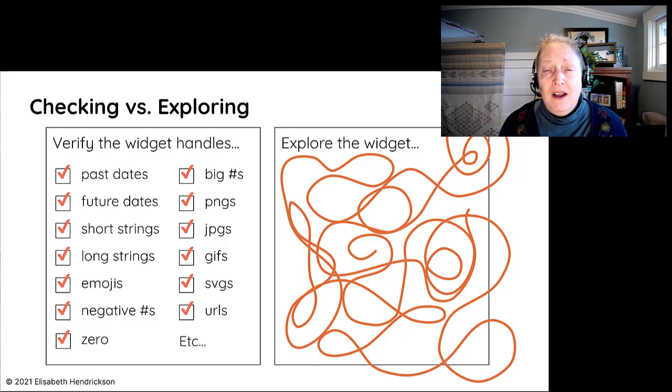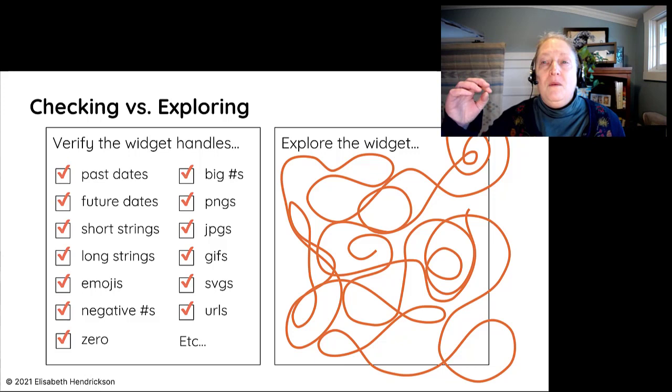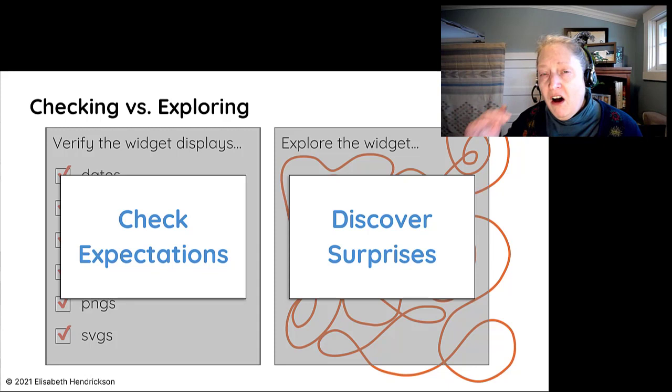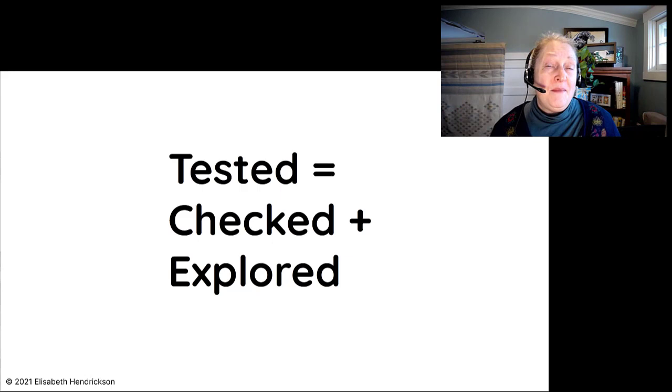Now, exploring, we don't start with any preconceived notions of exactly what we should be verifying. Instead, we're exploring to discover what the software does, its capabilities and limitations. We're going outside the box, and in fact, depending on the kind of information that we're seeking, we might ignore the fact that there's a box altogether. So, in short, checking is checking expectations that you have about the software that you're developing, while exploring is all about discovering surprises. And this is why I like to say that something isn't tested until it is both checked and explored.